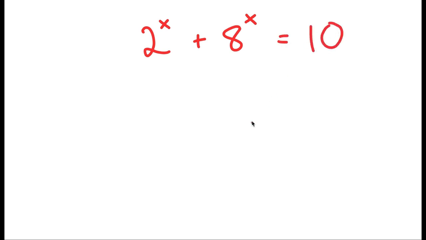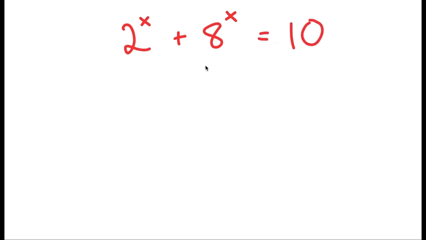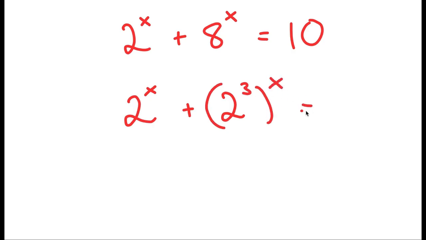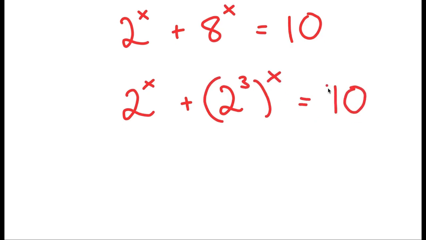Alright, so in this video, I'm going to solve the equation 2 to the power of x plus 8 to the power of x is equal to 10. To solve this, I'm going to first start by rewriting 8 as 2 to the power of 3. So I get 2 to the power of 3 to the power of x is equal to 10.